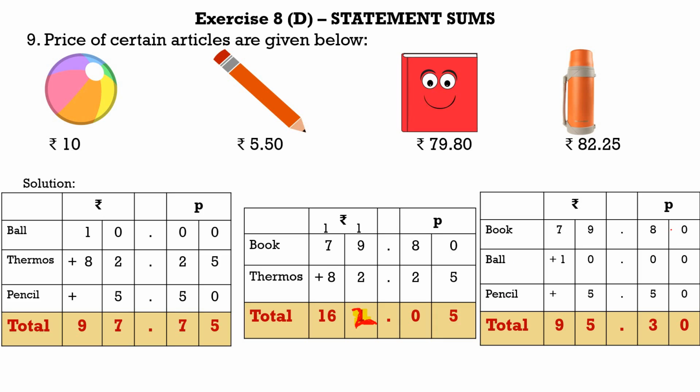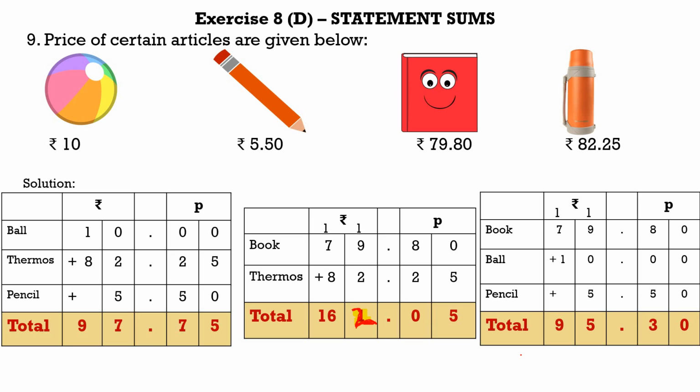Next one we have to do is add the cost of book, ball and pencil. So let's do 0 plus 0 plus 0, 0. 8 plus 0, 8 plus 5, 13. So we write 1 on top and we carry over. 9 plus 0, 9. 5, 14. Plus 1, 15. So we write 5 down and carry over 1. 7 plus 1, 8. Plus 1, 9. So the answer is 95.30 paise.